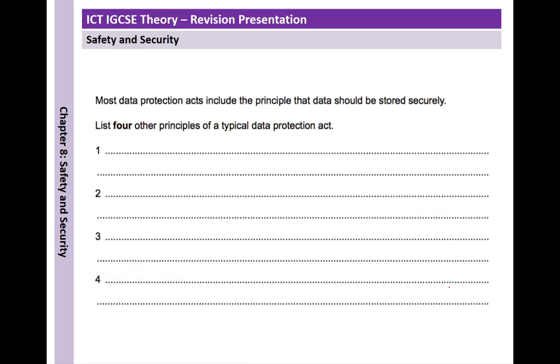Next example. Most data protection acts include the principle that data should be stored securely. List 4 other principles, other than storing data securely, of a typical data protection act. First of all, your data should not be processed in a way that is not advertised. It should always be processed according to the law, to the rules of the company. So the processing of data should always follow the processing rules.